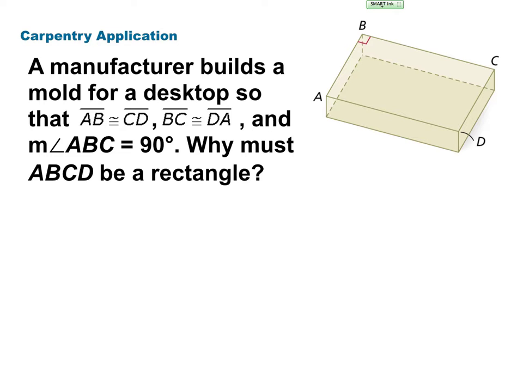A manufacturer builds a mold for a desktop so that AB and CD are the same, BC and DA are the same, and angle ABC is 90 degrees. Why is this a rectangle? Okay, don't start with the page we're on. Flip back. First of all, why is it a parallelogram?